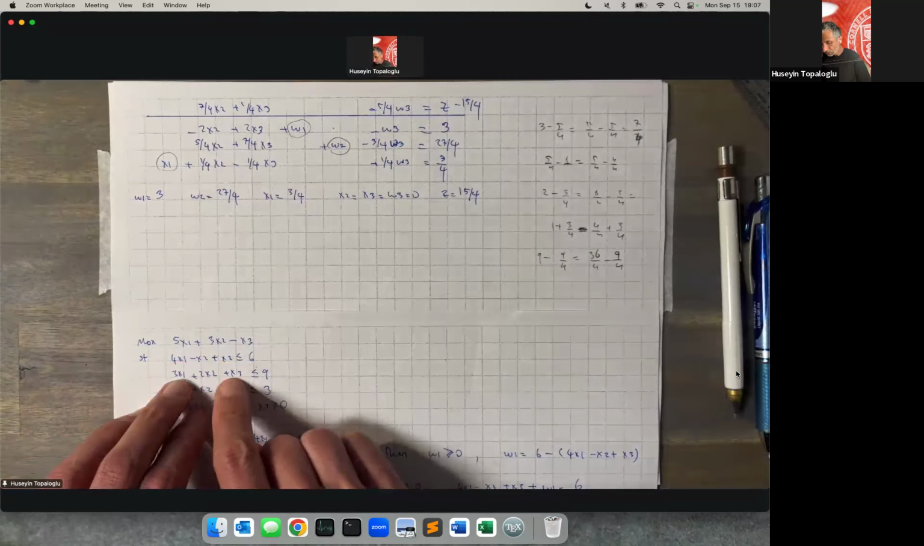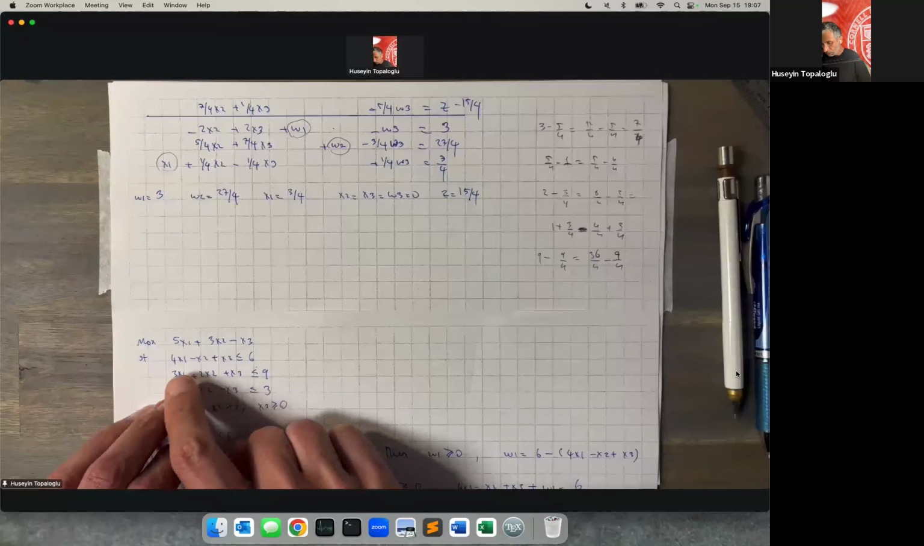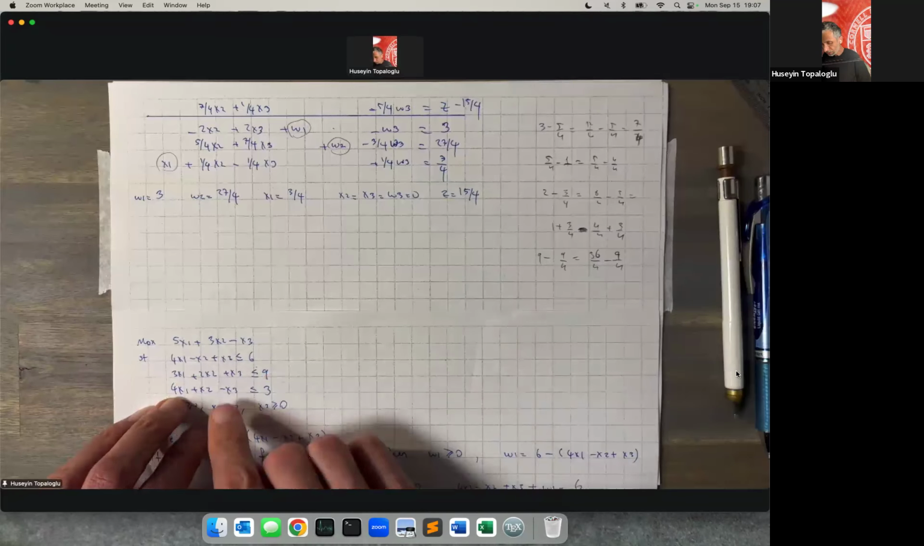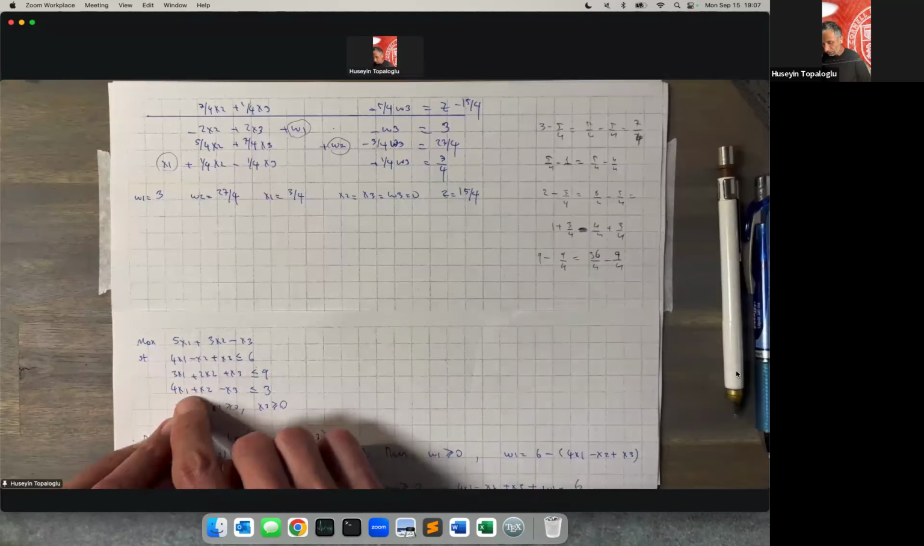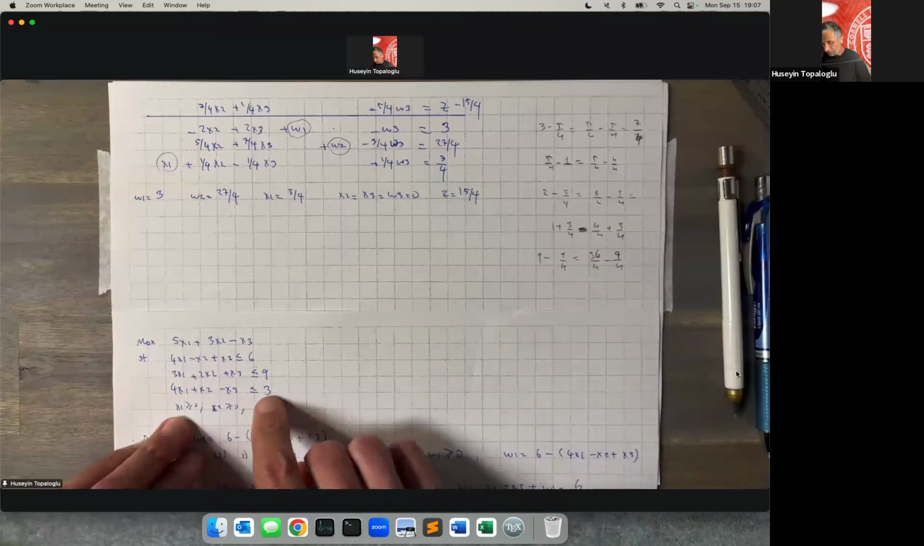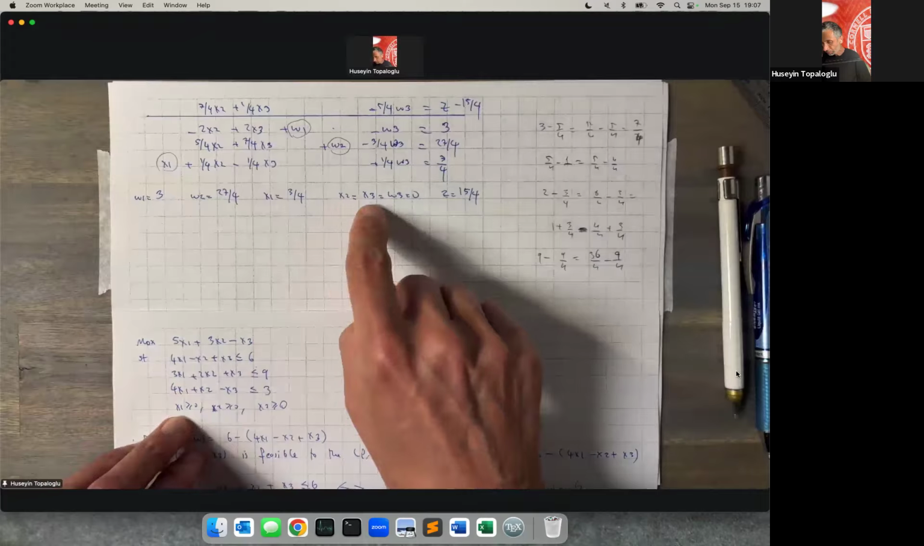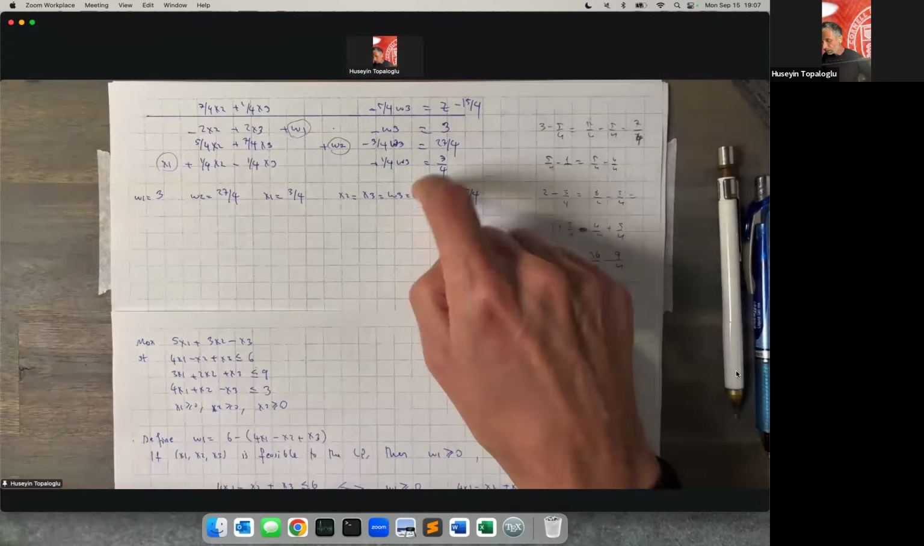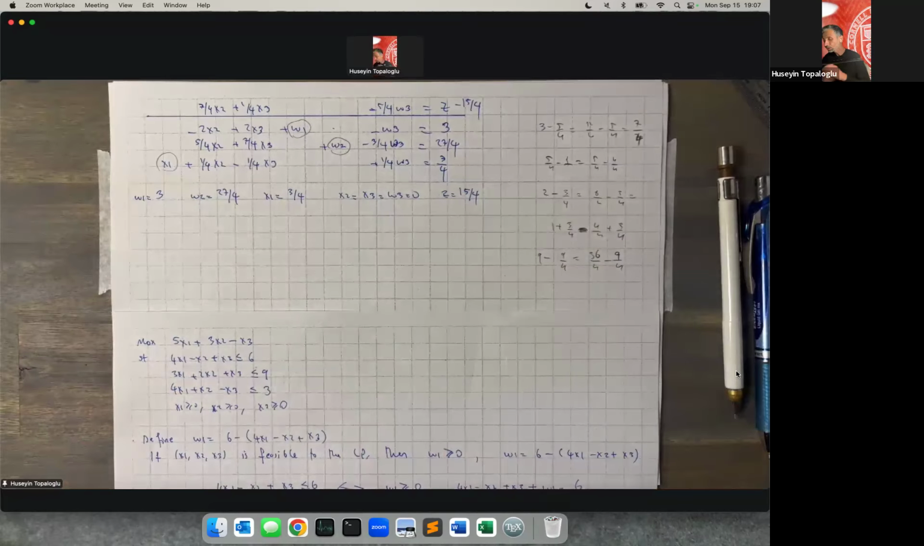This is 0, X1 is 3 over 4. 3 times 3 over 4 is 9 over 4. 9 over 4 is less than or equal to 9. We're okay here. This is 0, X1 is 3 over 4. 4 times 3 over 4 is 3. That's less than or equal to 3. We're okay here. And all my x's are greater than or equal to 0. Indeed, the solution that we obtained here is also still feasible to the linear program that we're trying to solve.